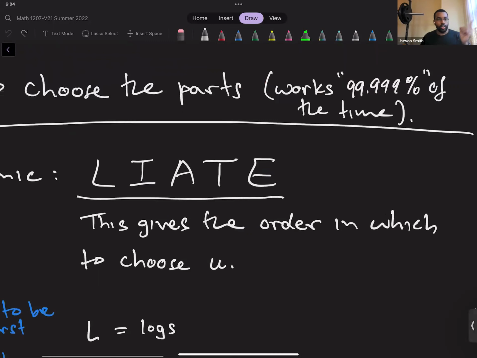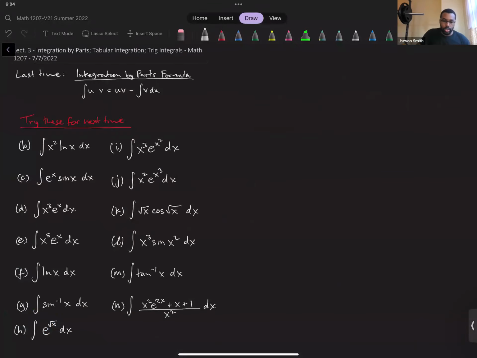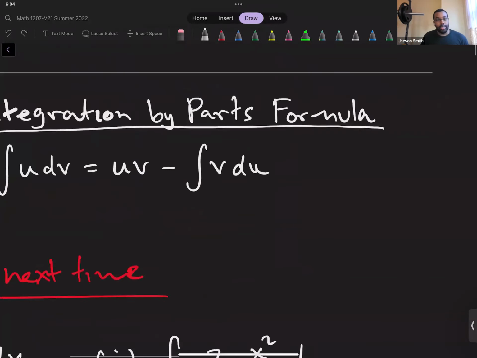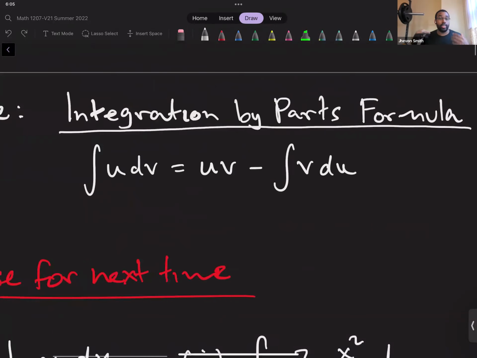LIATE tells you in what order to pick the U component. L stands for logarithms, I stands for inverse functions, A stands for algebraic functions, which really means polynomials, T stands for trig functions, E stands for exponential functions. Once you choose the parts according to those rules, you can use this formula here, which I erased the D from by accident, and transform your integral into, hopefully, an expression that's easier to compute. The idea is the integral on the right side will be easier to compute than the integral on the left side, which is the one you actually want to compute.